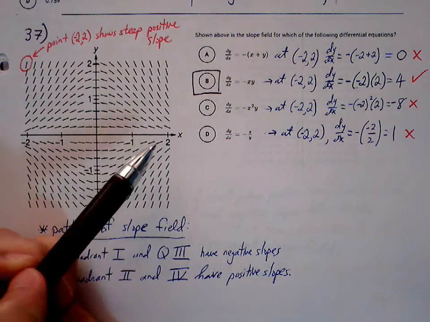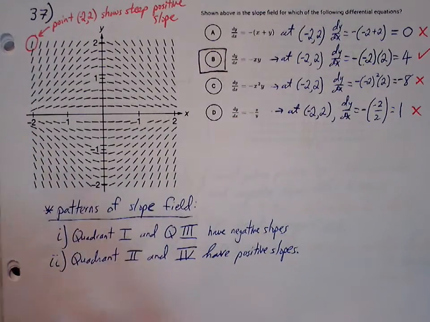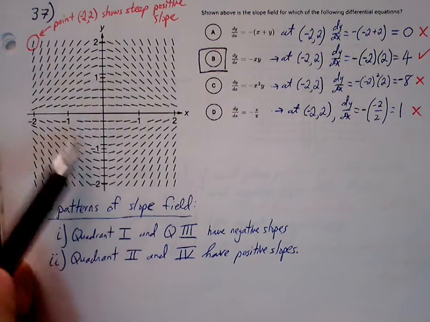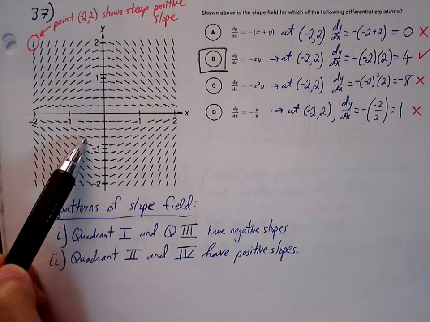I think maybe one thing we can do is look at some common properties. So a common property that I see is first and third quadrant, they're all showing negative slopes.